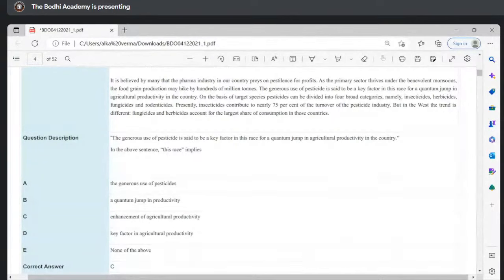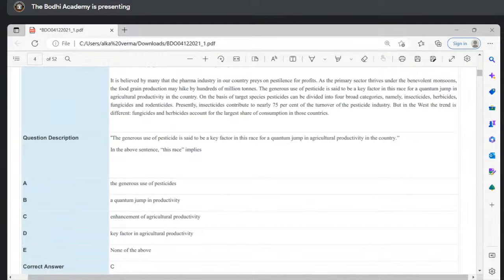Yes, the passage remains the same. The fourth one we have: the generous use of pesticide is said to be a key factor in this race for a quantum jump in agricultural productivity in the country. So in the above sentence, they are saying this race. What is the meaning of this race in the passage given?